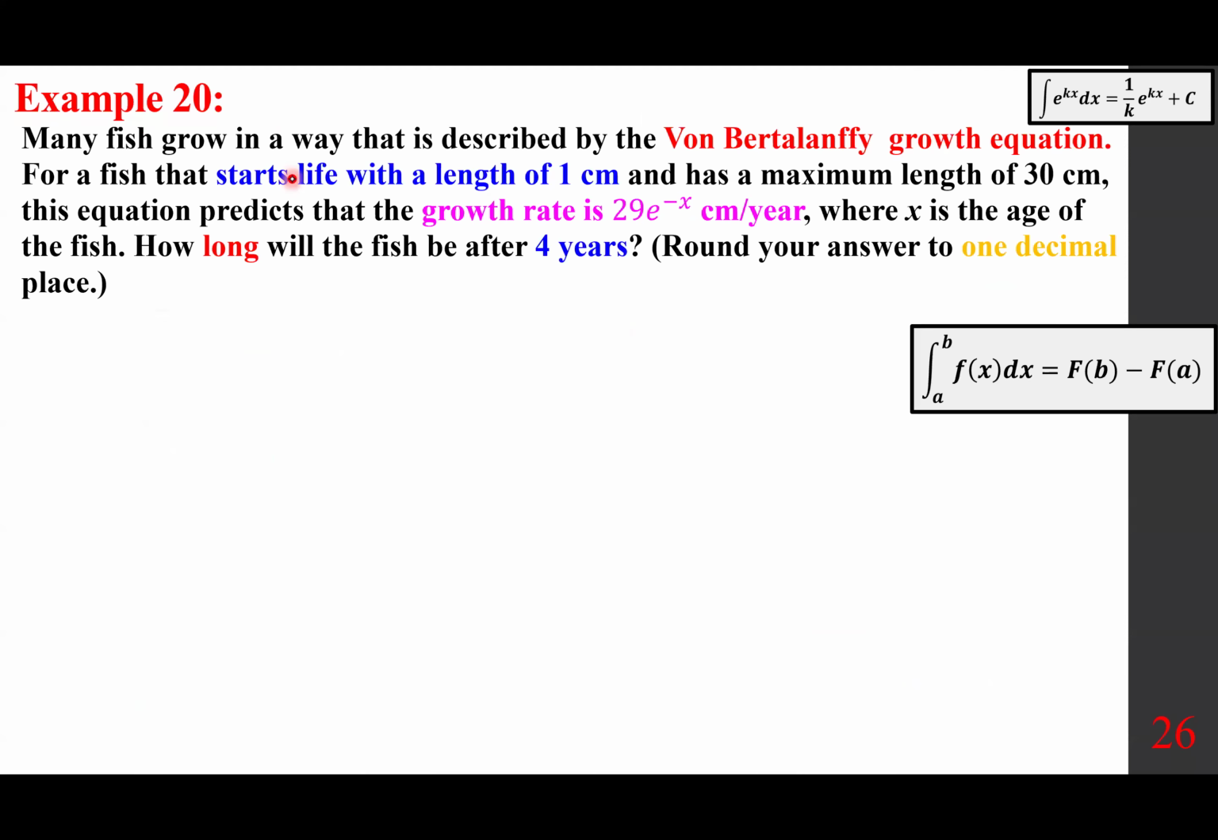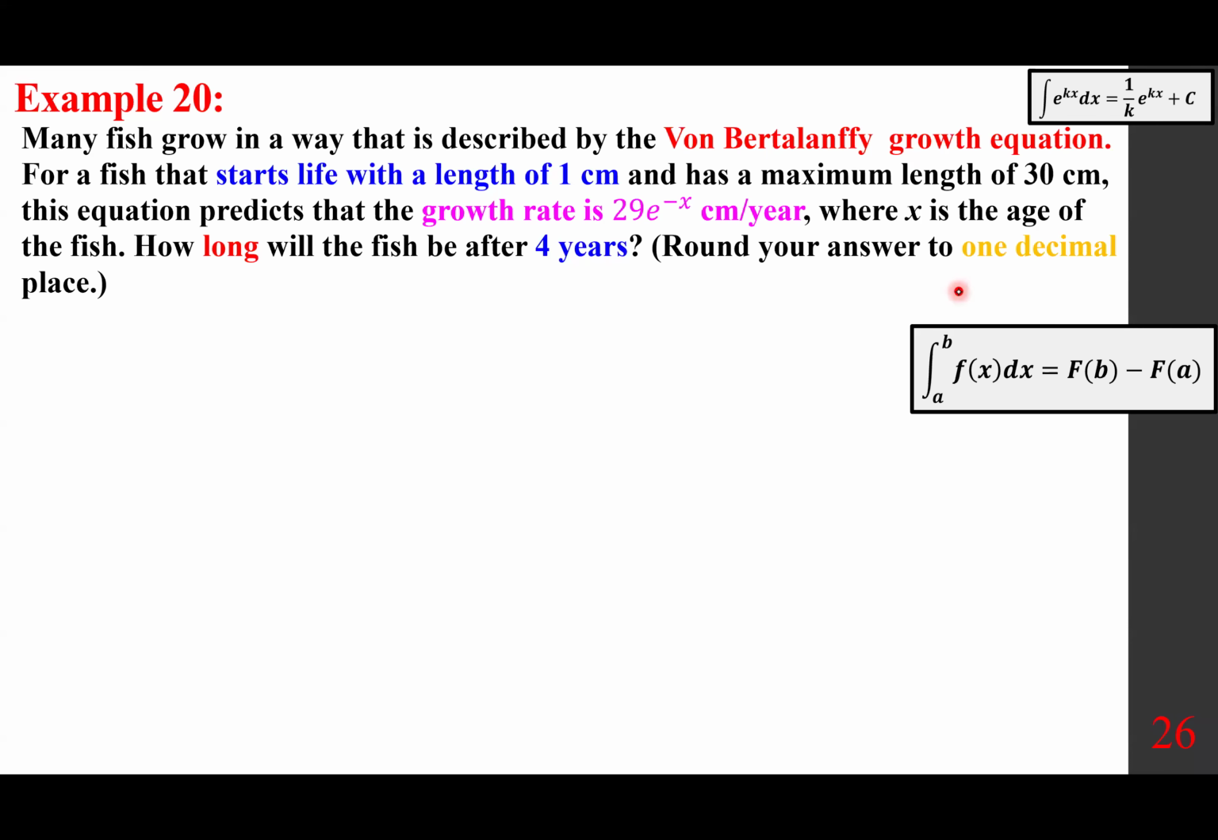Many fish grow in a way that is described by the von Bertalanffy growth equation. For a fish that starts life with a length of 1 centimeter and has a maximum length of 30 centimeters, this equation predicts the growth rate is 29 e to the power minus x centimeters per year, where x is the age of the fish. How long will the fish be after 4 years?